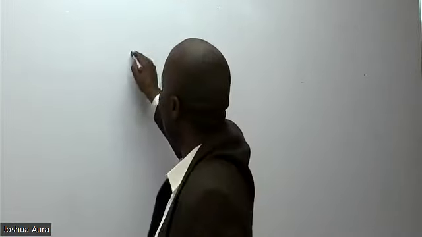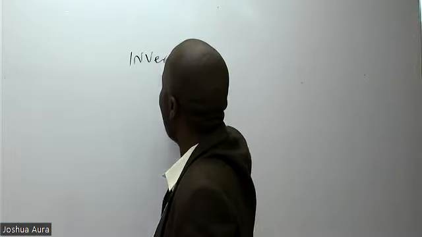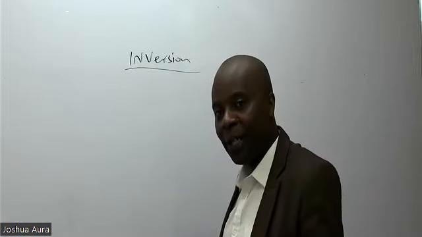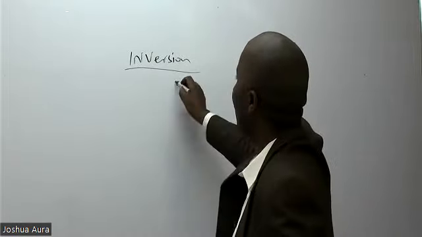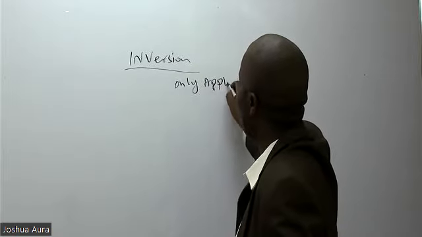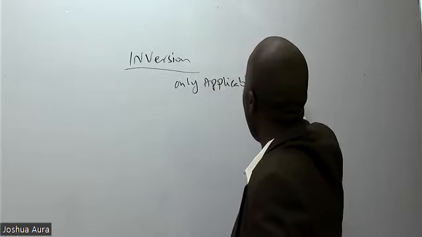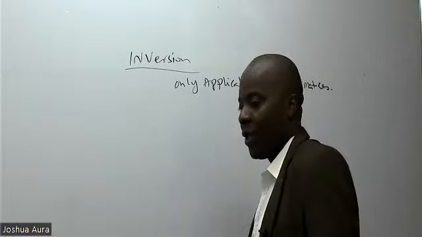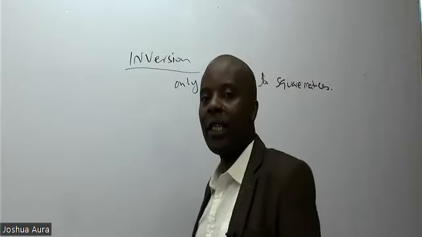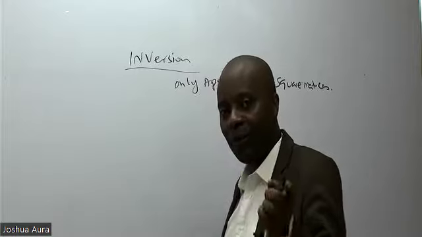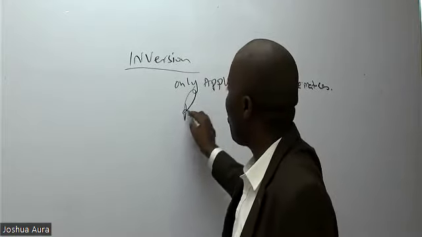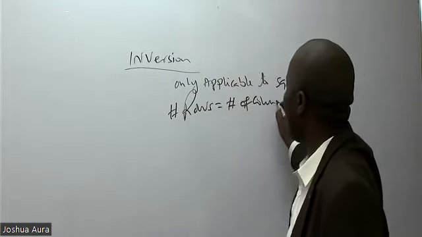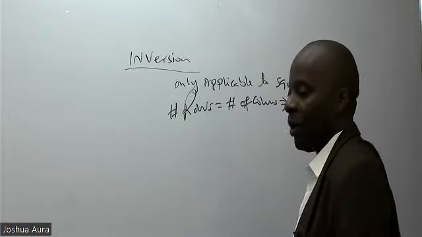Inversion. So for inversion, what do we have here? The first thing you're supposed to know is that inversion is only applicable to square matrices. A square matrix is a matrix that has the same number of rows as columns. Any matrix whose number of rows equals number of columns will be called what here, somebody? It will be called a square matrix.